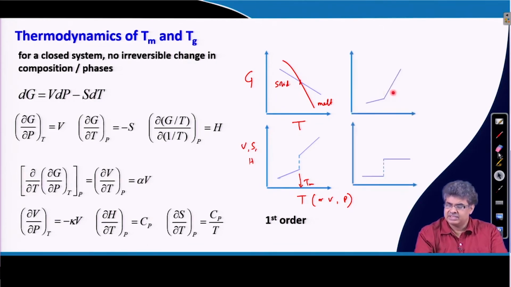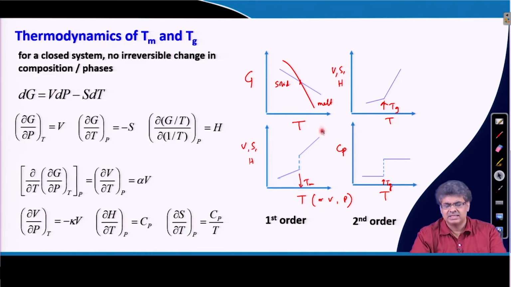For example, in this case if we plot V, S or H against T, then this is Tg. In this case this does not vary discontinuously, whereas if I plot say Cp versus T, then it actually changes discontinuously at Tg. So, Tg is a second order transition, whereas Tm or melting is a first order transition.